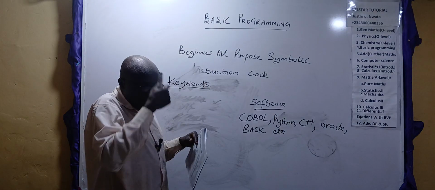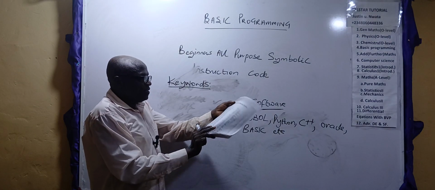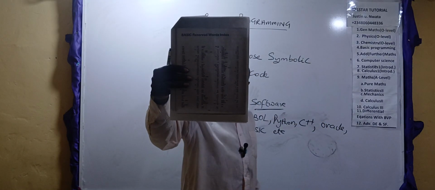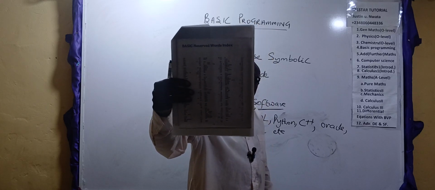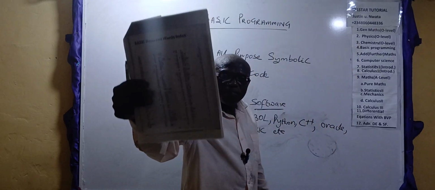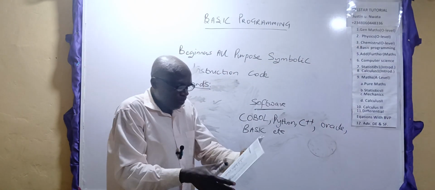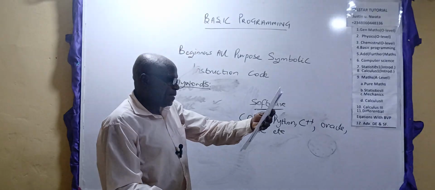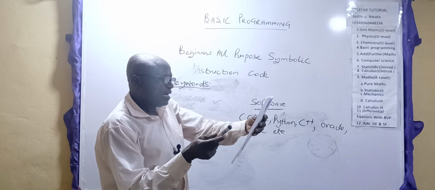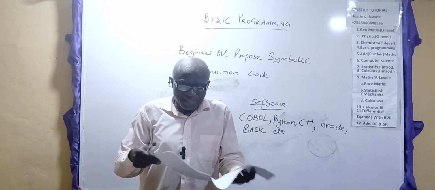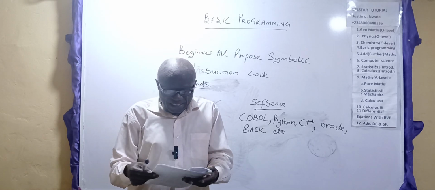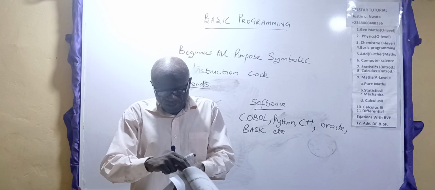These keywords of the Basic programming language are what I have here, the Basic reserved words index. Look at them. All the words you see there are English words that came from the English dictionary. Any word you see here is from the English dictionary, such as files, print, input and so on. That's why we say the Basic programming language is easier to understand compared with other programming languages.